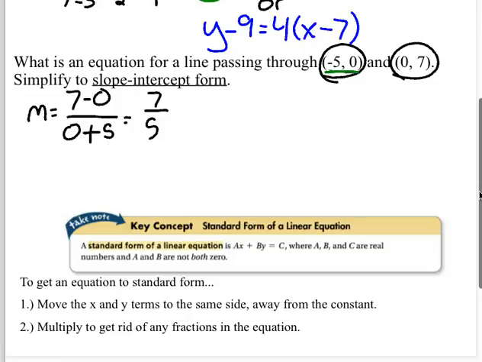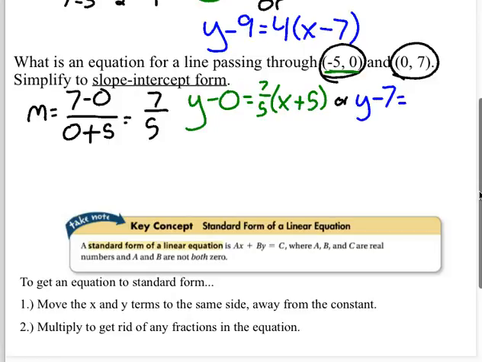So if I'm using this point, y minus the y value from the point equals the slope times x minus the x value from the point. All right? Or you could write this: y minus the y value from the point equals the slope times x minus the x value from the point. Okay, so remember, point slope, you can use either point. You only need one of the answers, though.